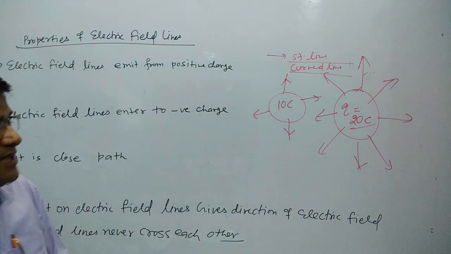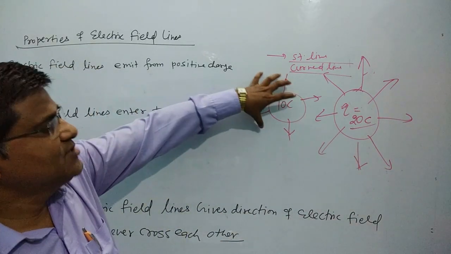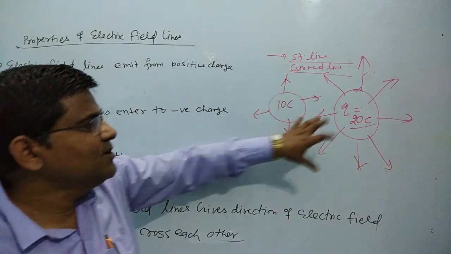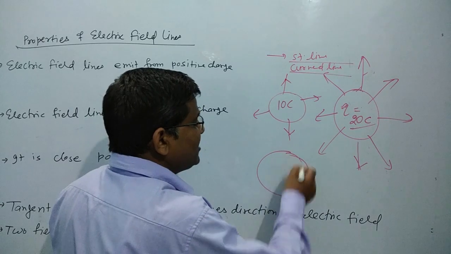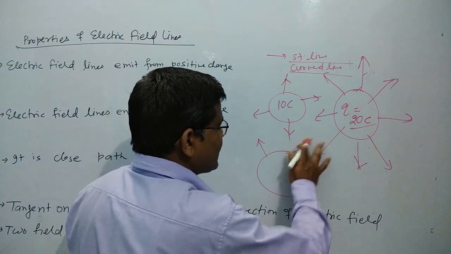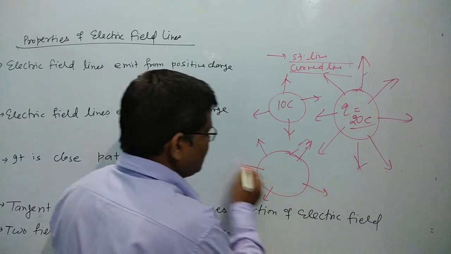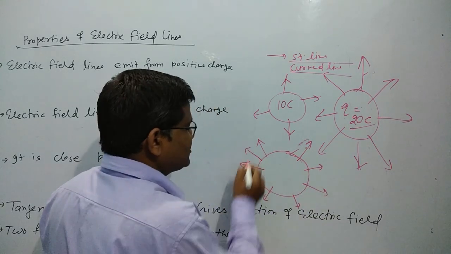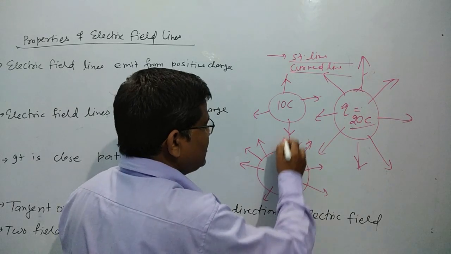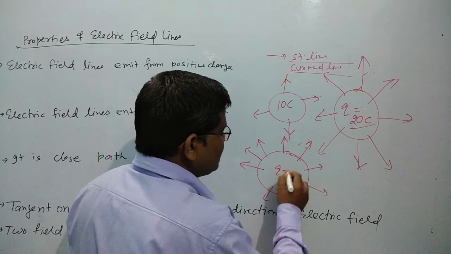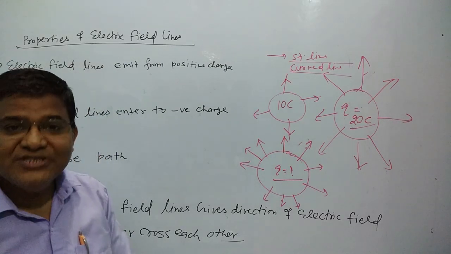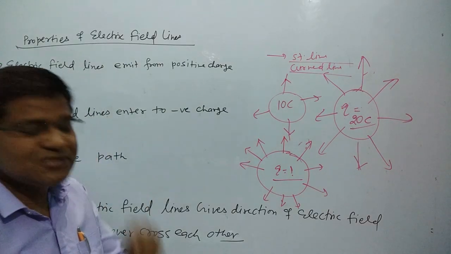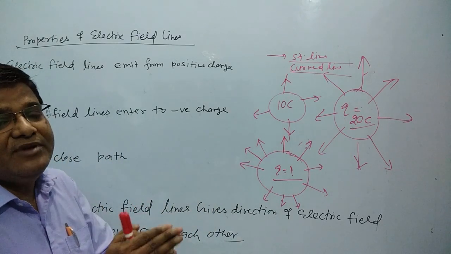20 coulomb charge. Then it is the relative thing. If a charge has 4 lines for 10 coulomb, then 8 lines for 20 coulomb. And as you know, if 10 lines are there, then what is the value? You can decide it. Okay. So first of all, electric field lines is a path on which a vanishingly small positive charge can move if it is free to do so.